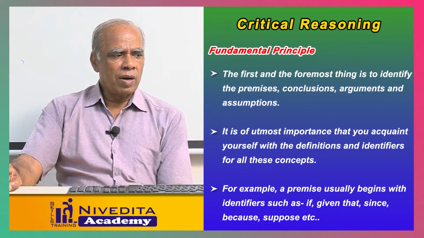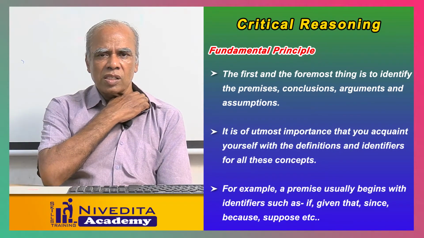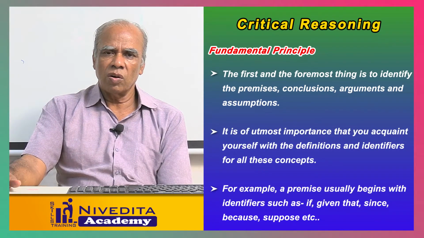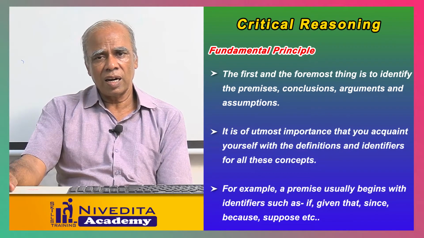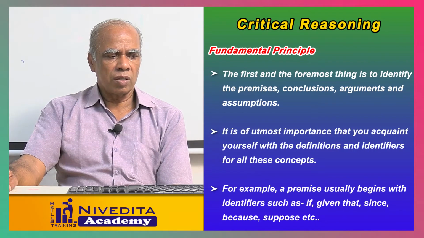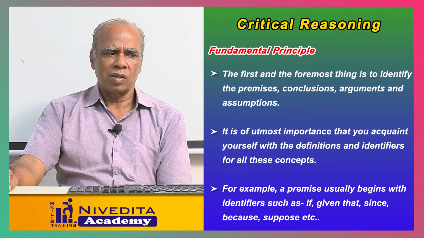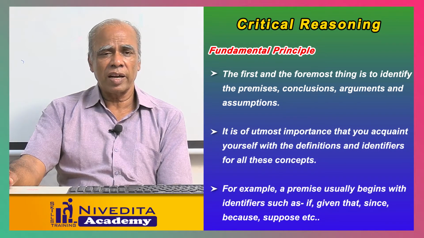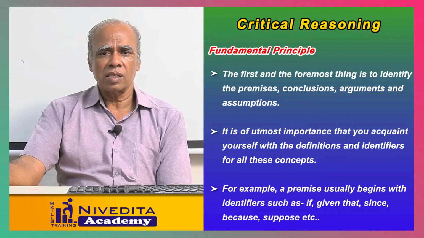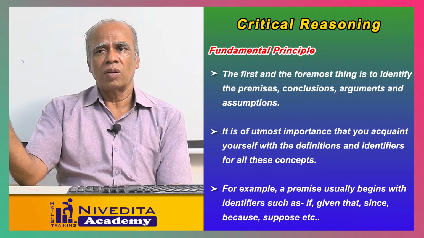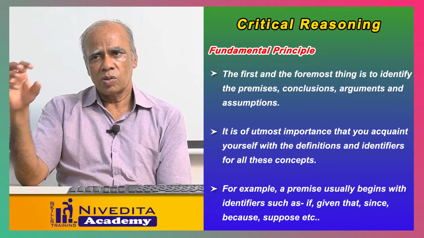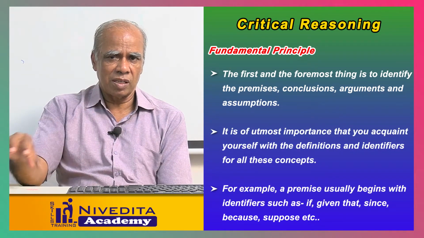And then, what are the fundamental principles while you do these critical reasoning questions? Only you have to find out the premise, conclusion and underlying assumption. These are the things. Okay. Next, when you do that, a premise usually begins with identifiers like as, if, given that, since, because, suppose. These kinds of linkers will also be there, so that will give you a clue that it is a premise.